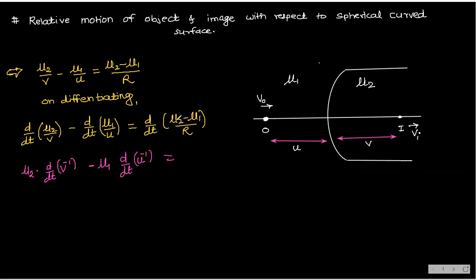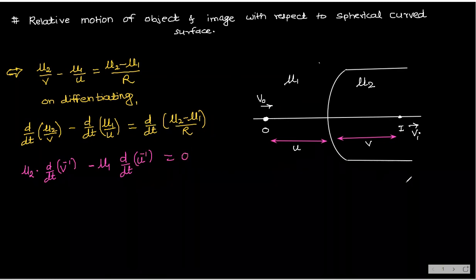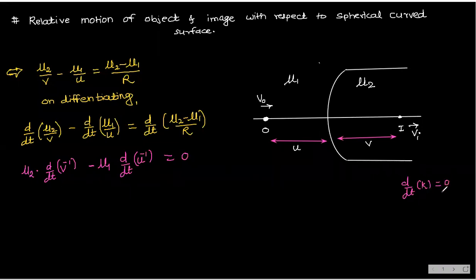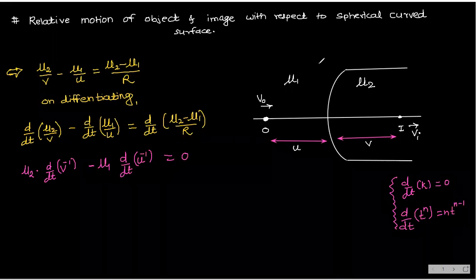Now this side you see mu2, mu1 and R all are constant. Derivative of a constant is 0. Already I told you d/dt of any constant is going to be 0. And one more formula I told you: d/dt of t power n is n into t power n minus 1. Already I told you, d by dx, d by dt, whatever it is. Basic formulas I told you.